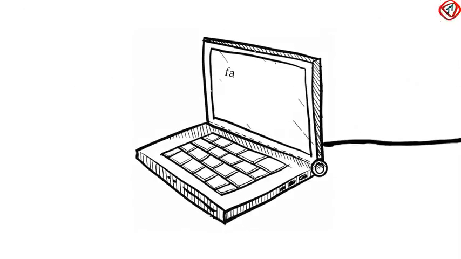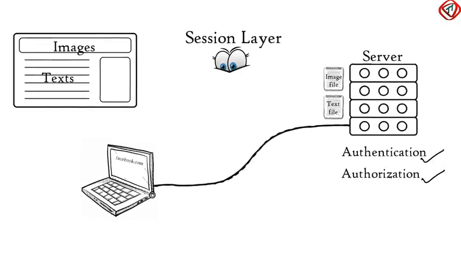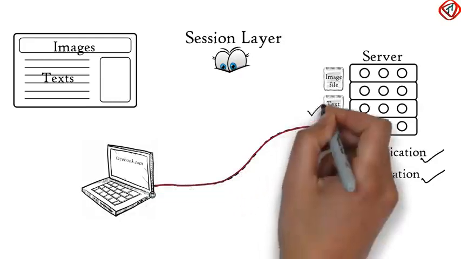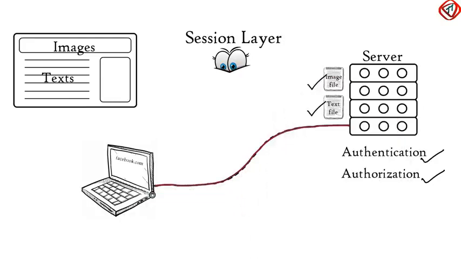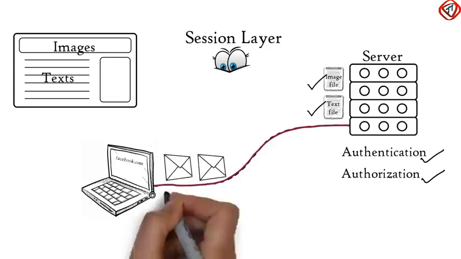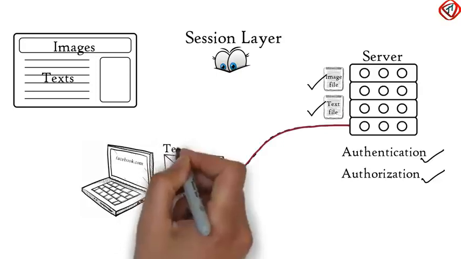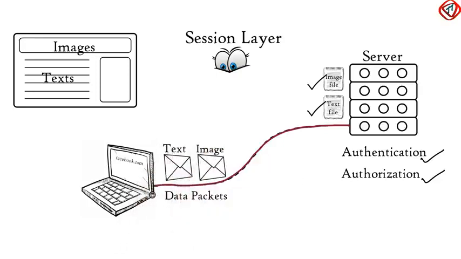When you request a website in your web browser, your web browser opens a separate session to the web server to download each of these text and image files separately. These files are received in the form of data packets. Session layer keeps track of which data packet belongs to which file, either text file or image file, and tracks where the received data packet goes. In this case, it goes to the web browser. That is, session layer helps in session management.